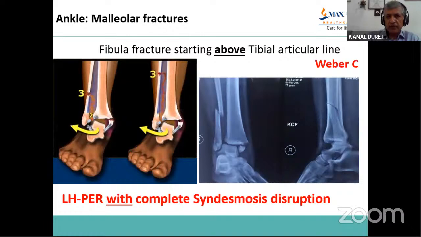And then comes the Weber C. Here, the fibular fracture starts above the tibial articular line. This always happens with a pronated foot and with an external rotation injury or with abduction. So here is an example of a pronation external rotation injury, producing a high fracture of the fibula.